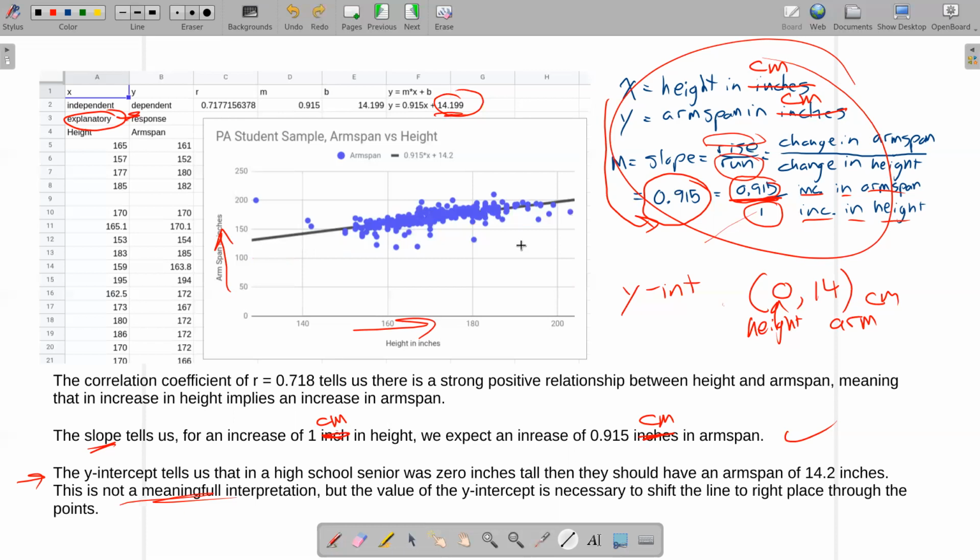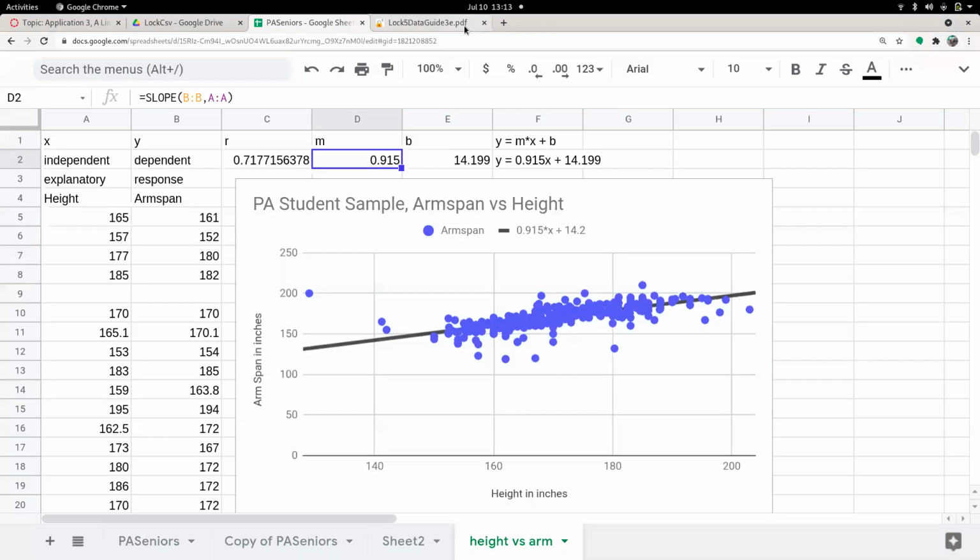All right, last thing, predictions with an equation. So I have an equation, y equals 0.915 x plus 14.199. I went for 3 decimal places in rounding. Let's go over to the spreadsheet and look at what a prediction means.